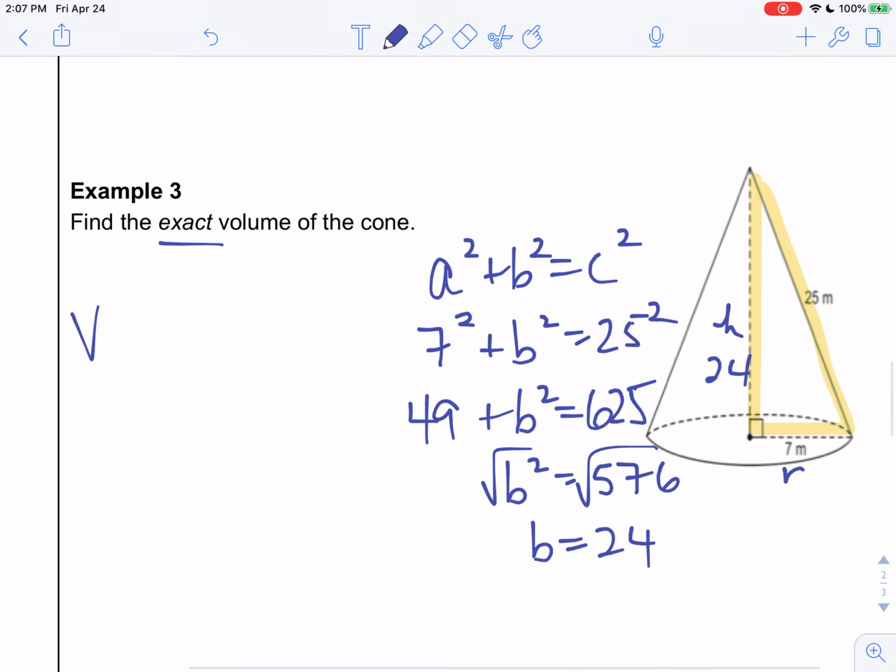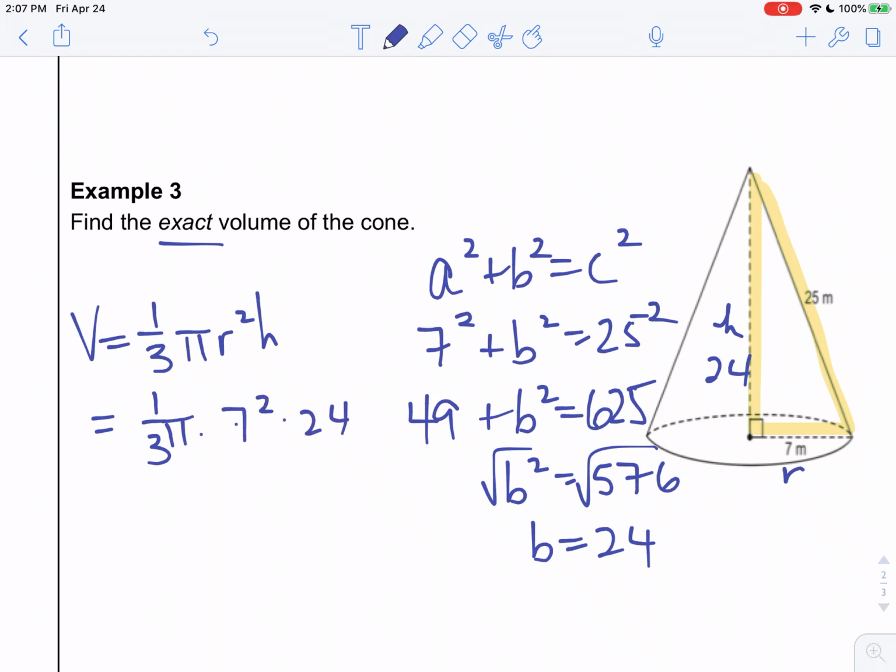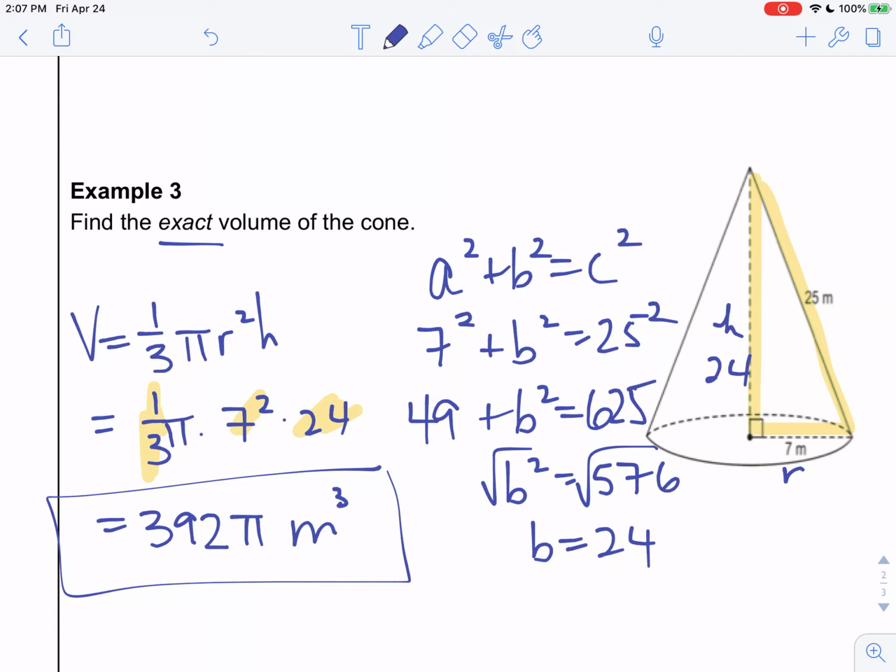Okay, if we plug into our volume formula, 1/3 pi r squared times h, 1/3 pi times 7 squared times 24. We want things in terms of an exact value, so we don't want to type in pi into our calculators. Instead, we are going to multiply together 1/3 times 7 squared times 24. That gives us 392. We tack a pi onto the end, and we are dealing with cubic meters.